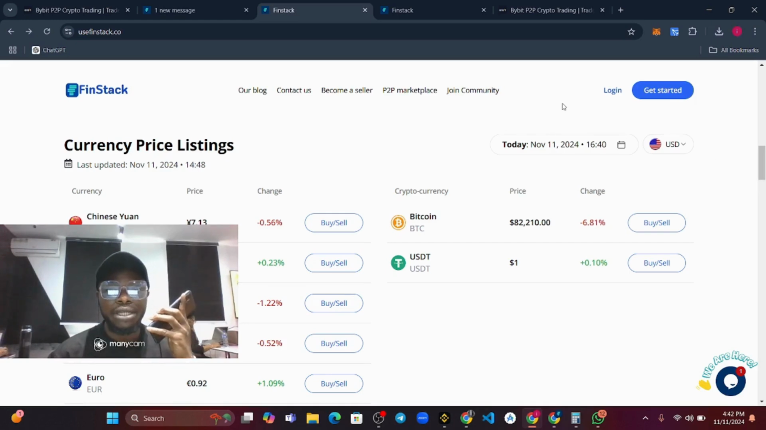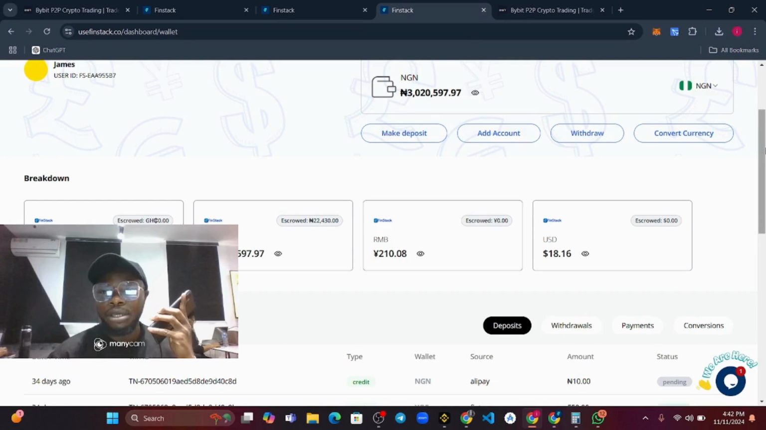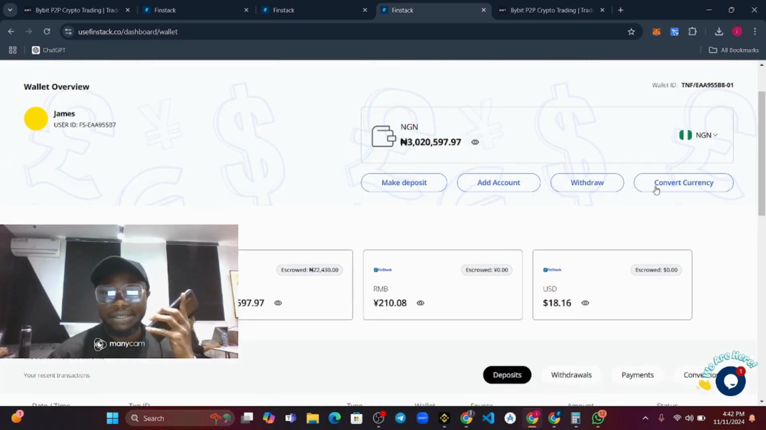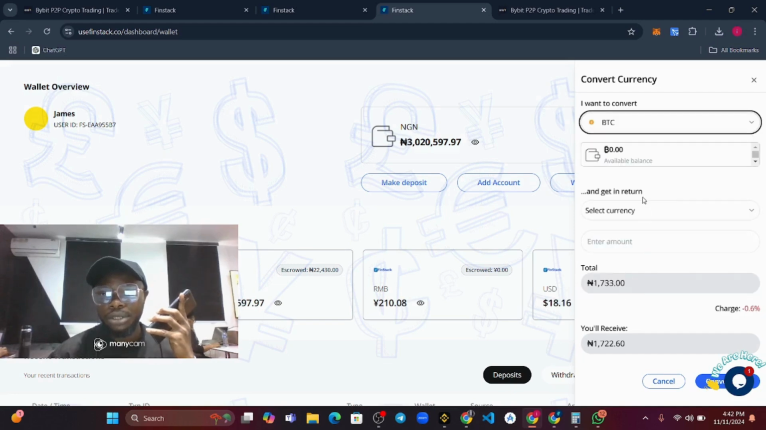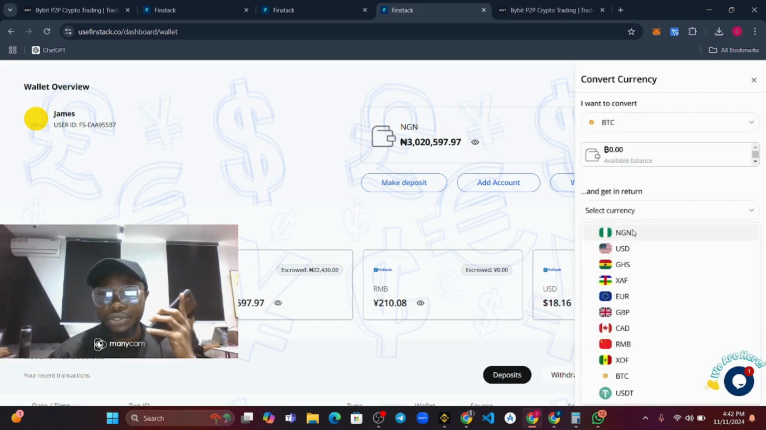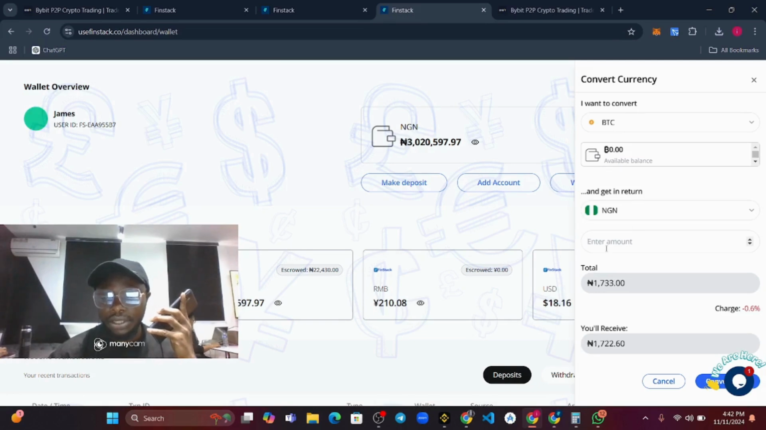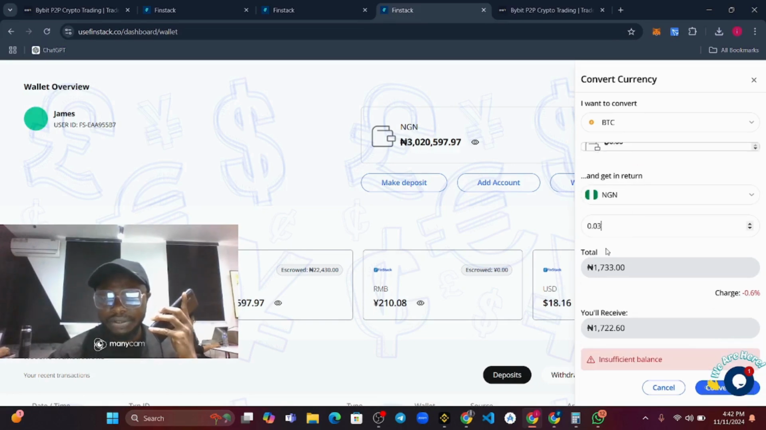Now for Bitcoin, let's look at the rate. Bitcoin this morning was about $80,000. So let's look at the rate. BTC. Okay, let's look at NGN. Let's say 0.03. I don't have sufficient Bitcoin yet, so it's not going to show me anything. Let's say if I had up to 1 Bitcoin, the price would have appeared there.